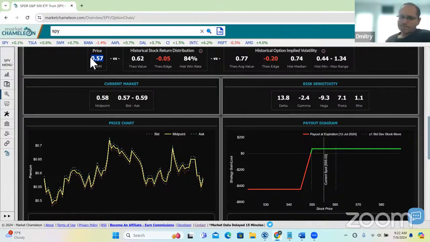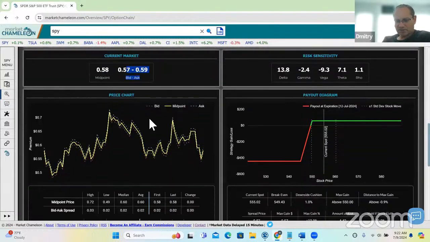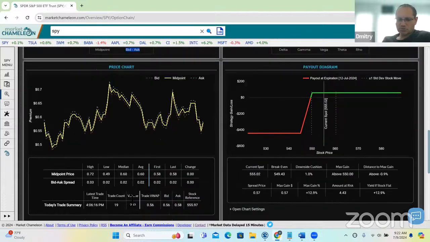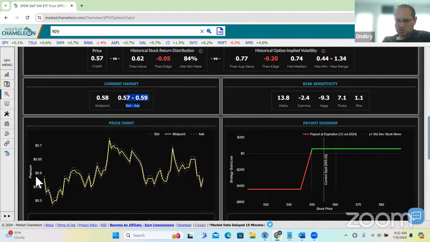Here, this is just showing us the midpoint so we can compare it really quickly to the 57, and then the bid-ask spread. If we slide down here, this is showing us something interesting. This is how this spread performed on the day we're closed, so this was on the day yesterday.